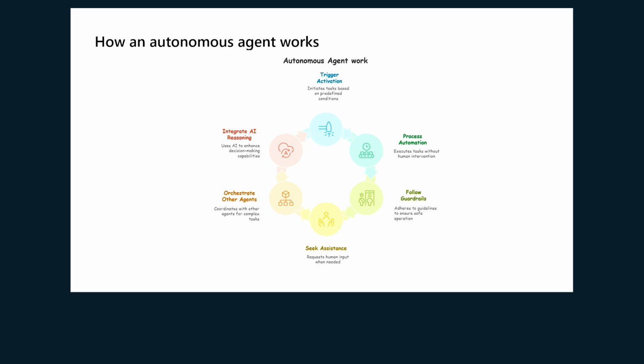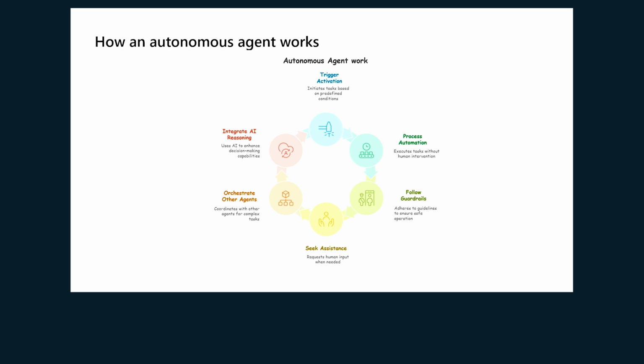An autonomous agent follows a continuous 6-stage cycle that enables it to operate intelligently and independently. It begins with the trigger activation, where the agent kicks off a task based on predefined conditions. Next is process automation, allowing the agent to carry out tasks without human input. Then come the guardrails, rules and boundaries that ensure the agent behaves safely and responsibly.